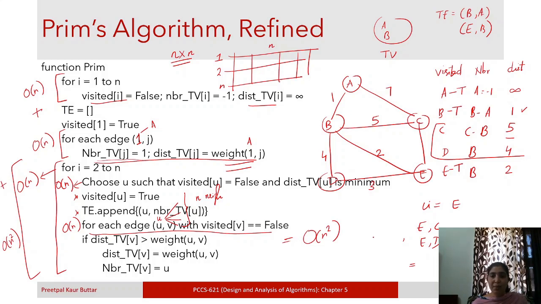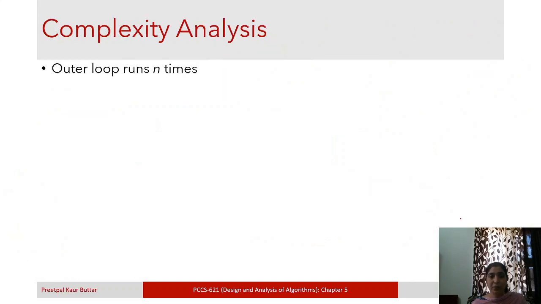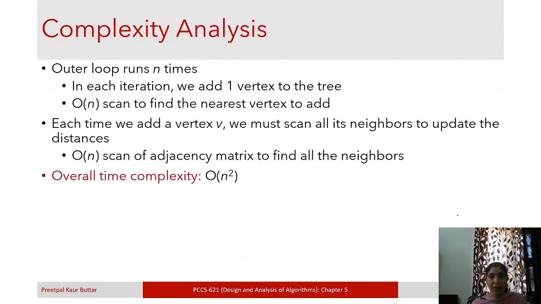And the space complexity: we are creating some extra arrays, right? Visited, then neighbor, then distance. These are the arrays which we are creating. So the size of these arrays will be equal to the number of nodes in the graph. So the space complexity will be order of n. Order of n square is the overall time complexity, and the space complexity will be order of n, where n is the number of nodes.